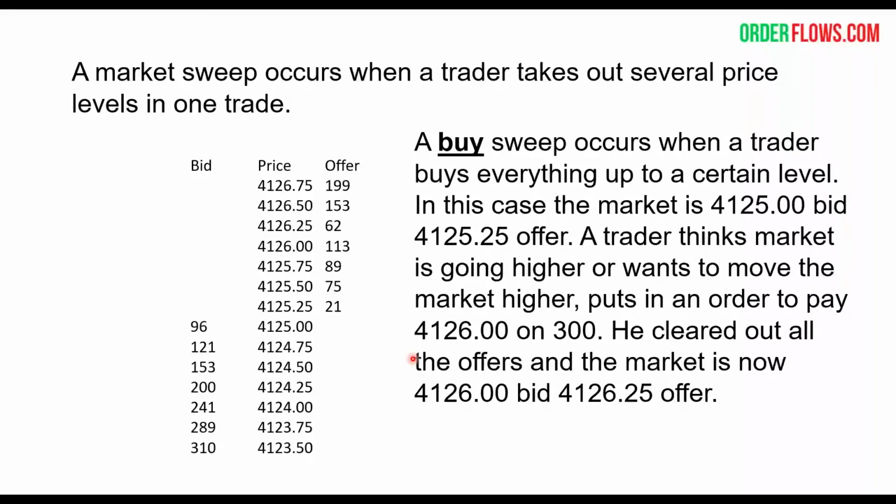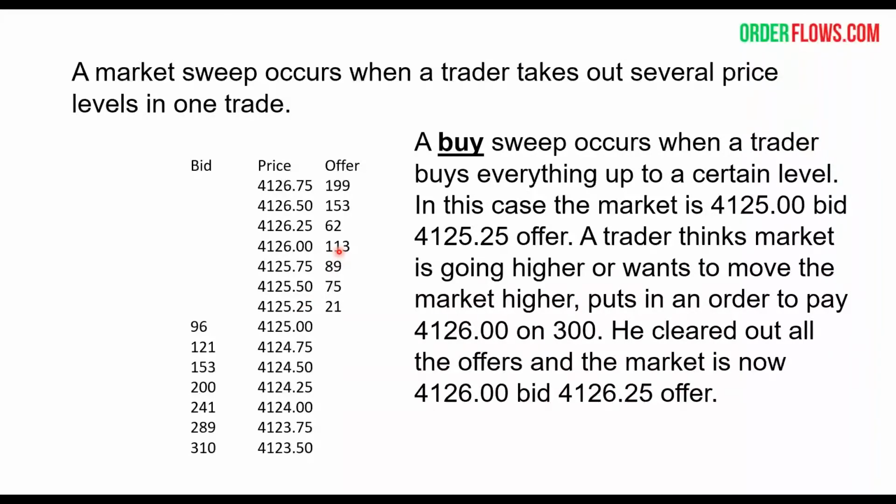But really, a sweep is when a trader takes out several price levels in one trade. A buy sweep occurs when a trader buys everything up to a certain level. So in this case, the market is 41.25 bid at 25 and a quarter. A trader's thinking, I think this market's going higher, or they want to move the market higher, so they put an order in. They're not just going to buy the 25s and see how it reacts, then buy the 50s, then buy the 3/4. No, I think this market's going higher.